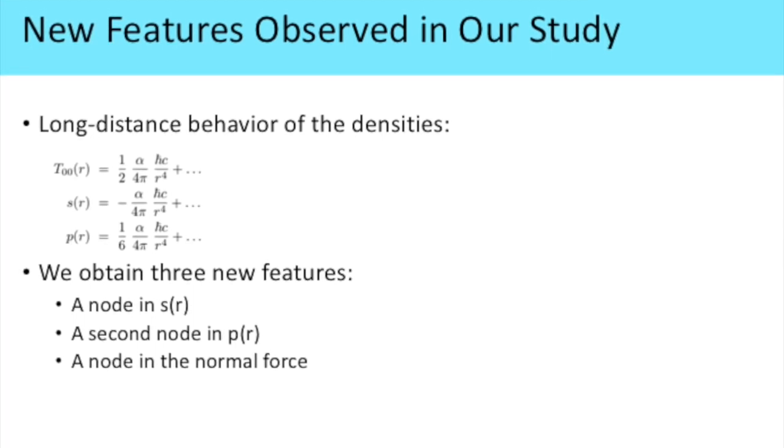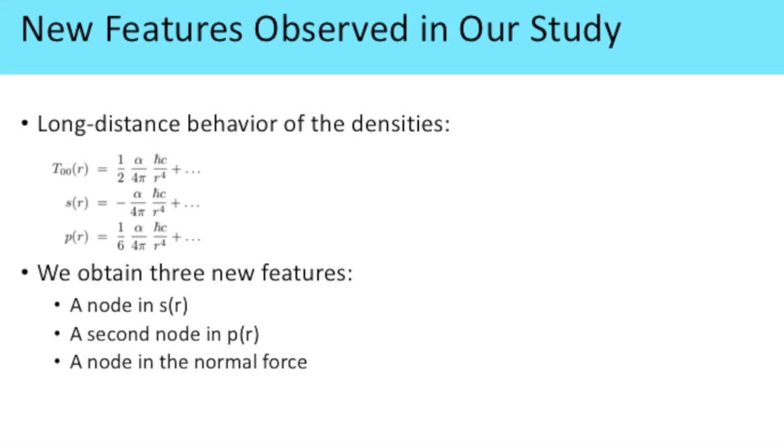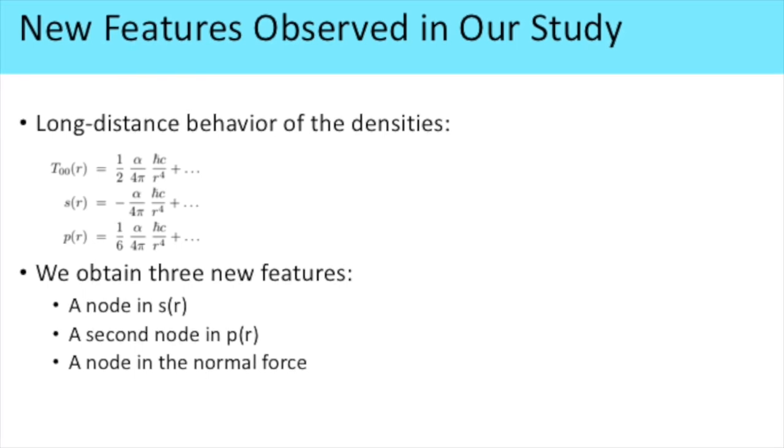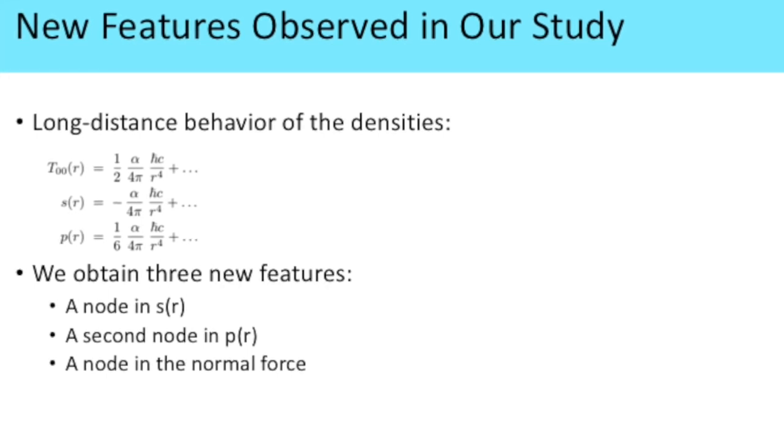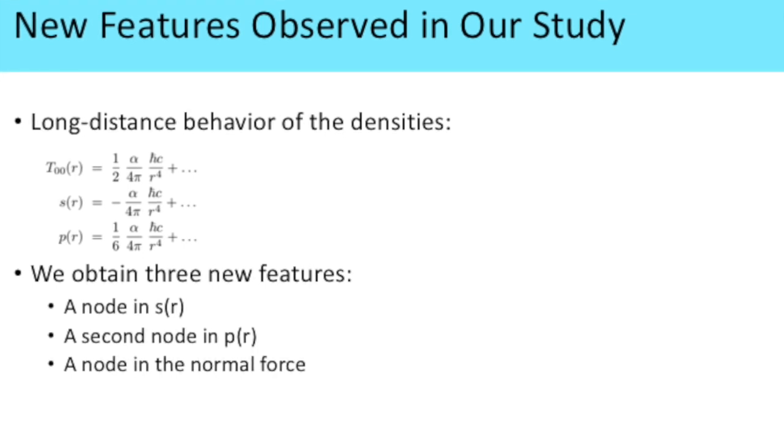We also see that the normal force, 2/3 S of R plus P of R, is positive at small r, confirming what we expected, but after exhibiting a node at R equals 1.881 femtometers, it remains negative. These 3 long-range features are important because after the appearance of the nodes, the respective densities have signs opposite to those expected from previous studies.